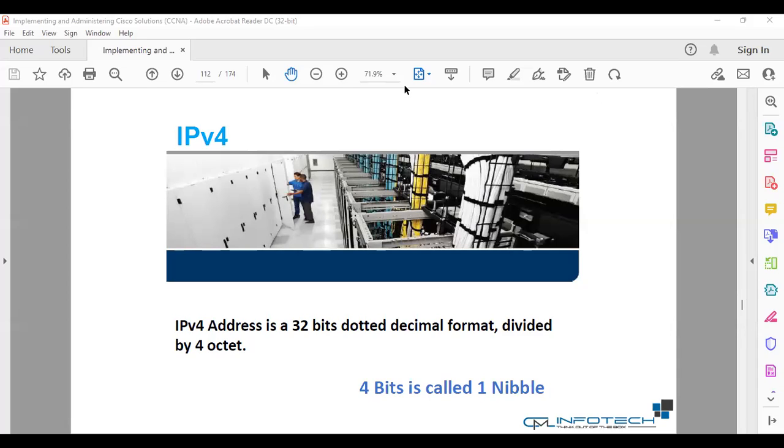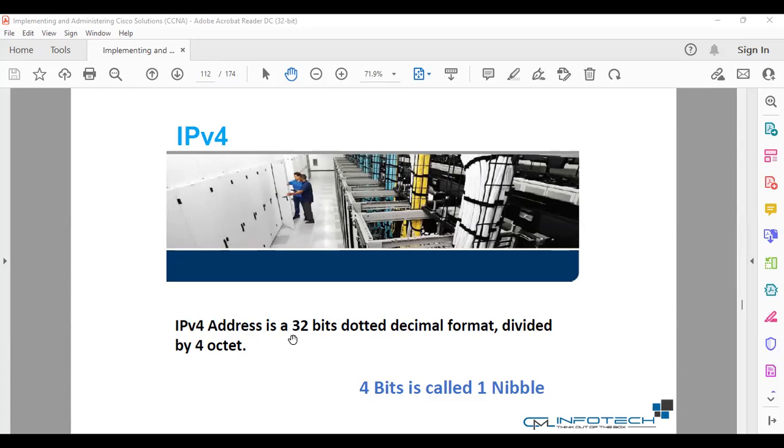So there are IP version 4, IP version 5, which is omitted, and IP version 6. Currently we have IPv4 and IPv6 to study, so we'll start with IPv4. IP version 4 is 32 bits. You need to understand the bit and bytes. So it is 32 bits in dotted decimal format, divided into 4 octets.